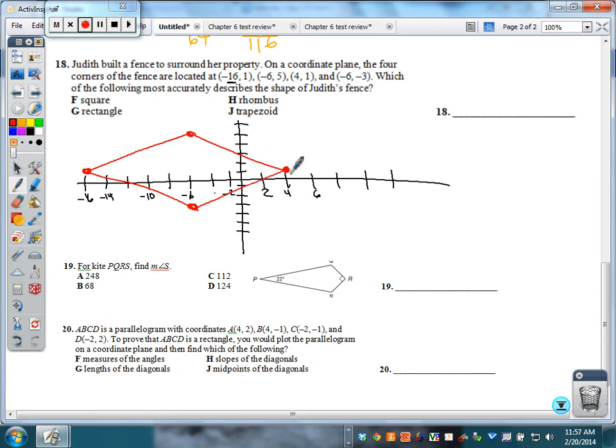Okay. So, realistically, given my choices here, it's not a rectangle, it's not a trapezoid, it's not a square because I don't have 90-degree angles, so the one that I'm left with is a rhombus, which means that I have all four sides equal to each other. My diagonals, if I found the distance between those points, would form 90-degree angles. Okay? All right, so we have H for number 18.